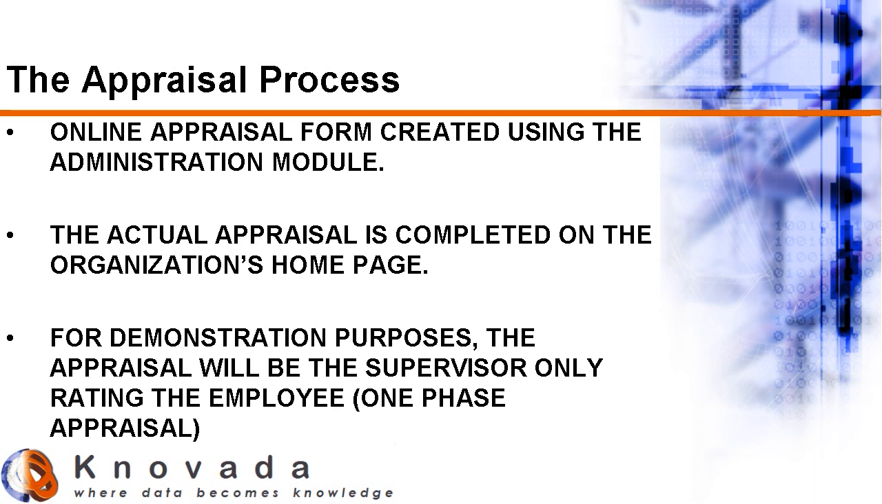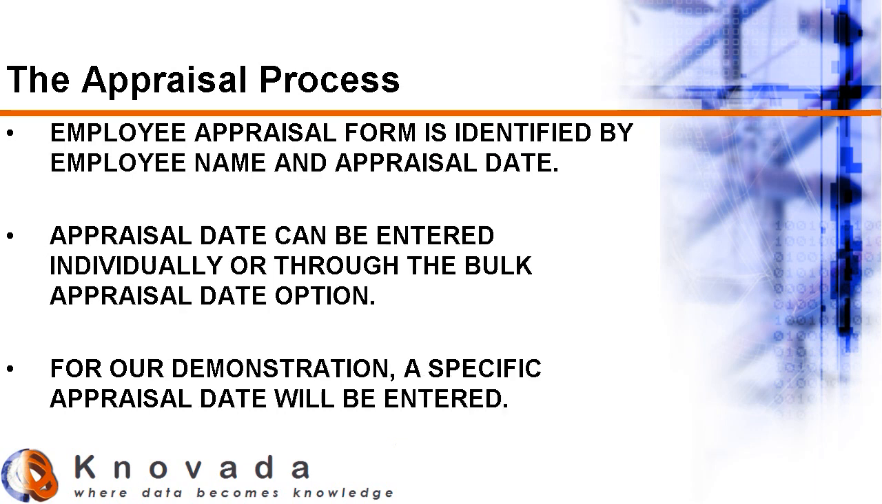There will be no employee self-rating. The appraisal form for the employee is identified by the employee name and the employee appraisal date. There can be multiple employee appraisal dates within the system, those dates being either individually entered or through the bulk appraisal date option. For our demonstration, we will be entering a specific appraisal date for a specific employee.